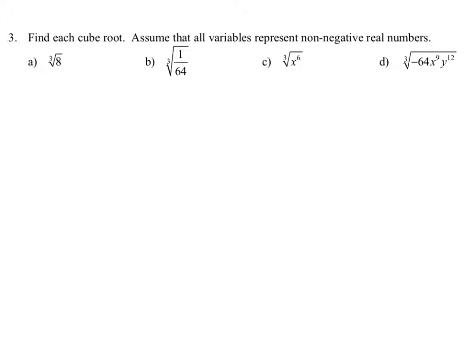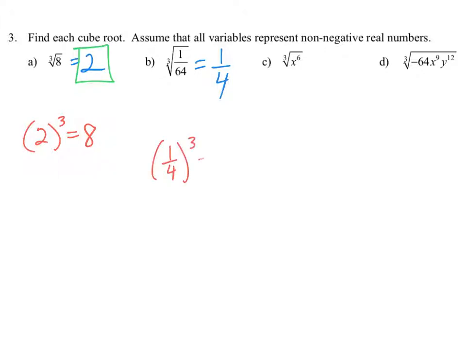Let's find each cube root and assume that all variables represent non-negative real numbers. The cubed root of 8 is 2. And we can check that by taking our answer 2 and raising it to the third power, and that gives us 8. So the cubed root of 8 is equal to 2. Cubed root, you're looking for perfect cubes. The cubed root of the fraction 1 over 64 is 1/4. And we can check that by taking 1/4 and raising it to the third power, and that we get 1 over 64. So our answer to the cubed root of 1 over 64 is 1/4.